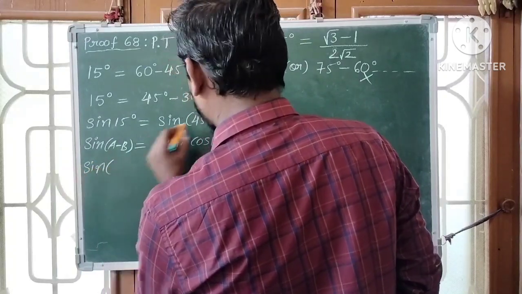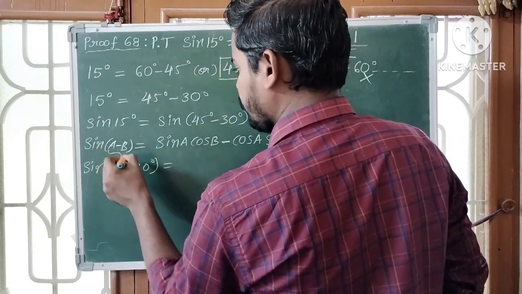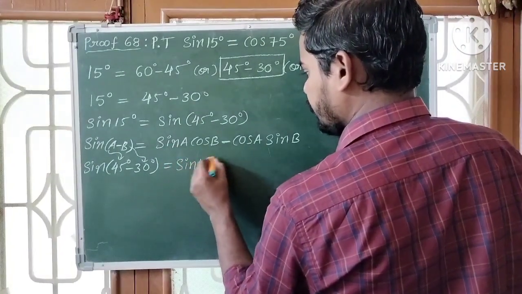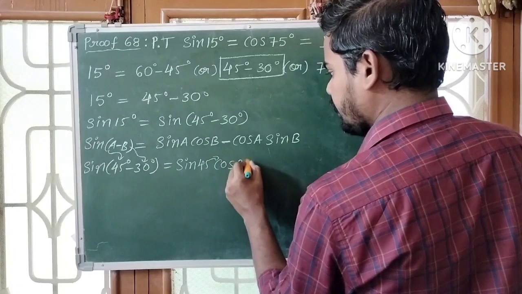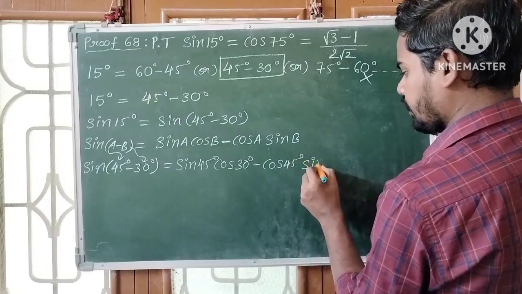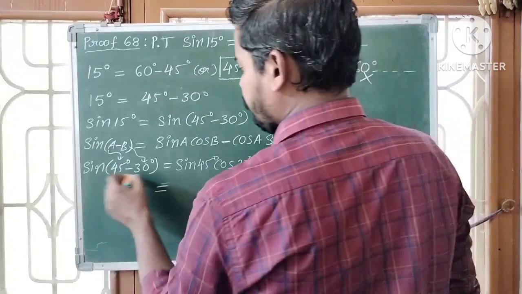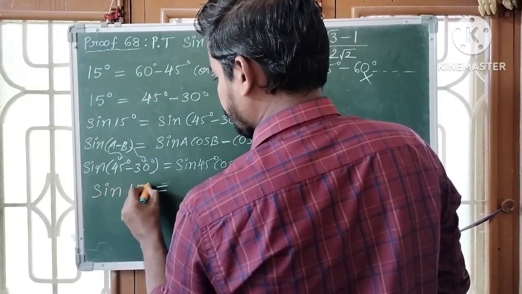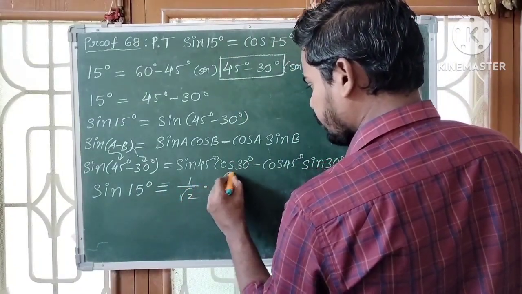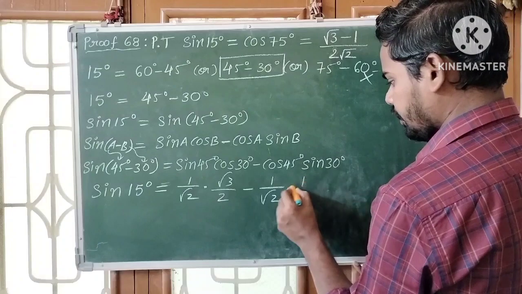Now sin (45 degrees minus 30 degrees) is equal to what? Using this formula, here a is equal to 45, b is equal to 30. Put a is equal to 45: sin 45 degrees into cos 30 degrees, minus cos 45 degrees sin 30 degrees, with b equal to 30. Sin 45 minus 30, how much? Sin 15 degrees. Sin 15 degrees is equal to sin 45, 1 by root 2, into cos 30, root 3 by 2, minus cos 45, 1 by root 2, sin 30, 1 by 2.